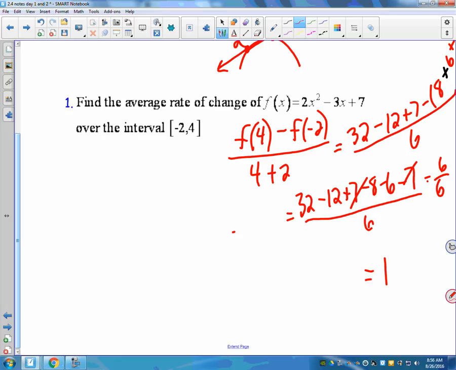Right, so that means if we graph this quadratic and we look from -2 to 4 and we drew in the secant line, the slope of that line would be 1.